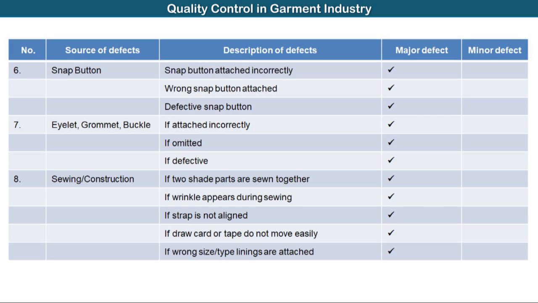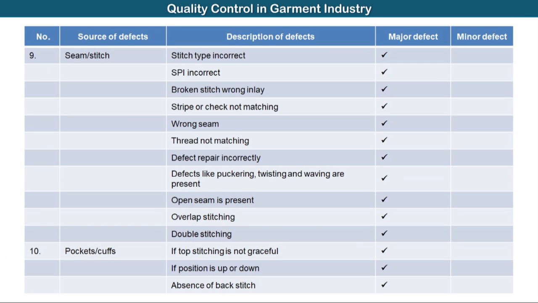The next is seam or stitch. If the stitch type is incorrect, that is a major defect. SPI, stitches per inch, not correct: if we need an SPI of 9 or 10, suppose 10 SPI we need and the actual SPI is 14, that's not correct. So incorrect SPI comes under major defect.